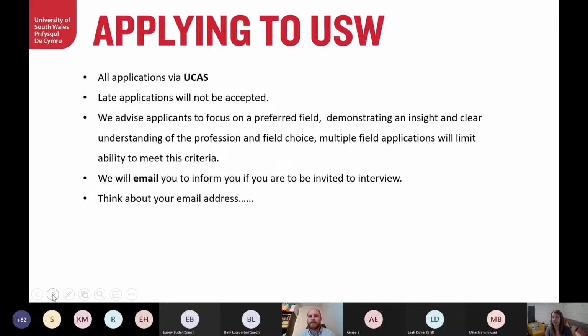Yeah, I think that's a really valid point. I've interviewed people that have flown over from Ireland and we've had to make their interview later in the day, and it really shows that commitment to not just the university, but to what they're trying to come into. So I think that's a really good point.